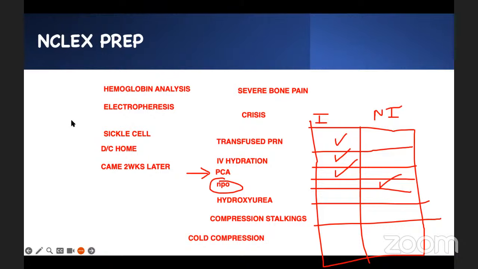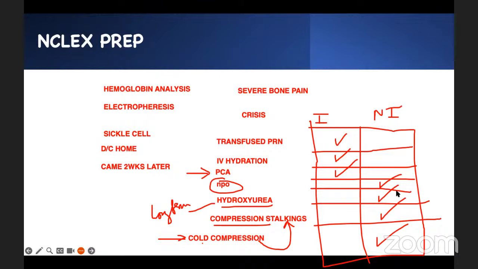I can tell you this is always a trap. When you give them cold compression, it causes vasoconstriction. You don't want vasoconstriction in these patients, so not indicated. This is also the same thing here. Constrictive clothing will do the same thing as cold compression, so this is not indicated. And hydroxyurea is for a long-term problem. This is an acute problem. She's in crisis, not indicated.